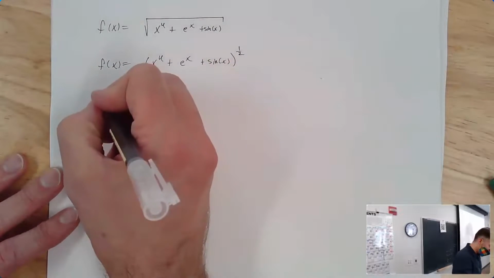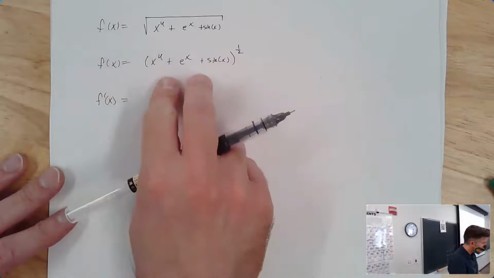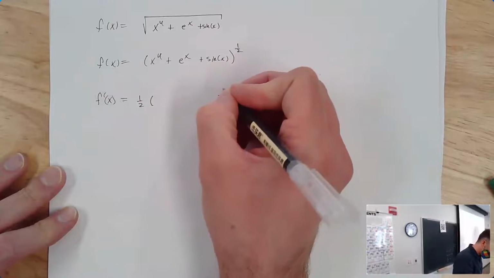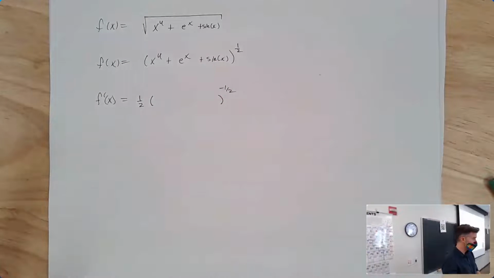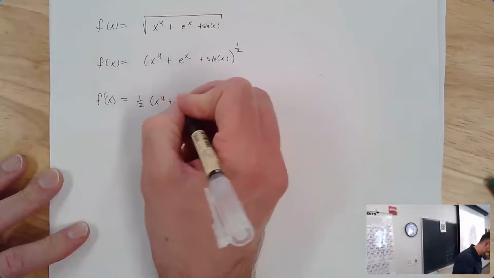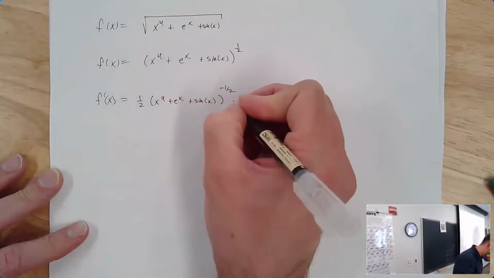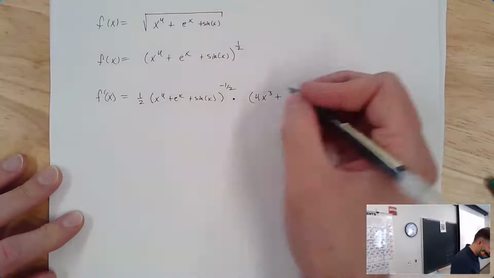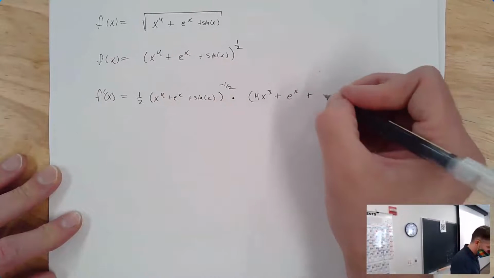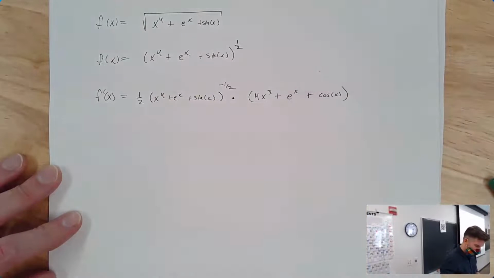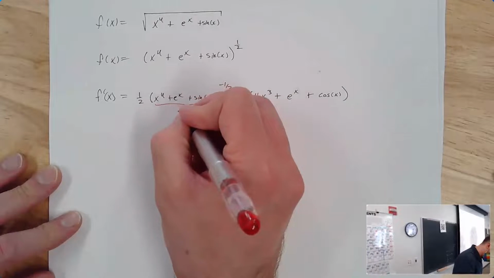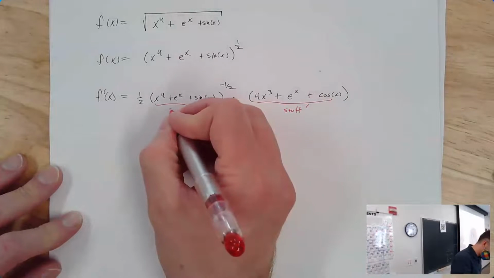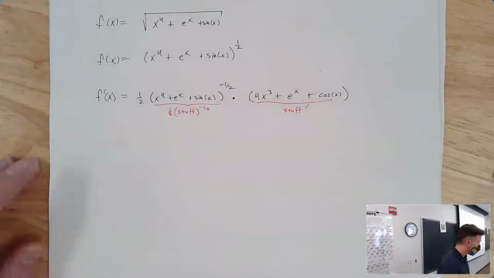And the derivative of that is going to be, well, again, we have some stuff to the 1/2 power. The derivative is going to be 1/2 times my stuff to the negative 1/2, just using the power rule on the outer part. And then the stuff doesn't change. But then what do I have to multiply by? The derivative of the stuff. Derivative of x to the 4th is 4x cubed. Derivative of e to the x is e to the x. Derivative of sine of x is cosine of x. So I have 1/2 times my stuff to the negative 1/2 times the derivative of the stuff.